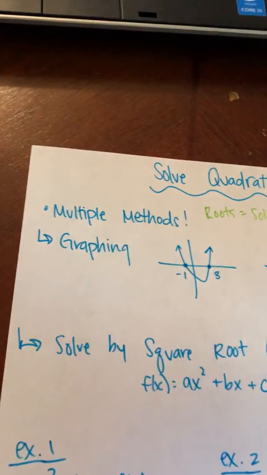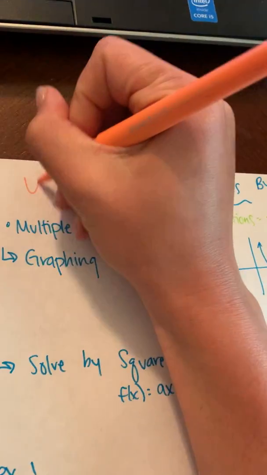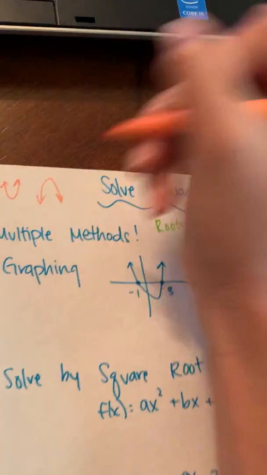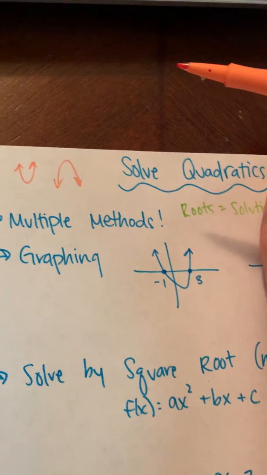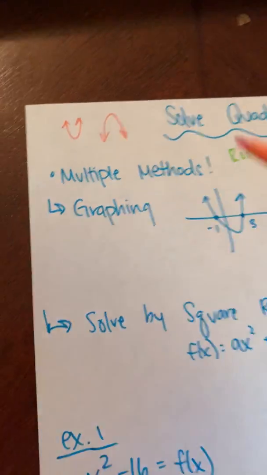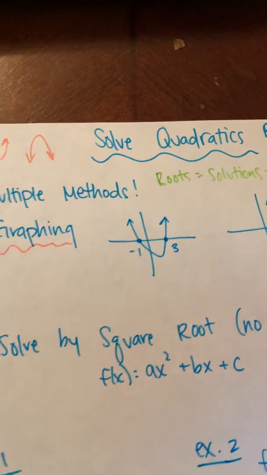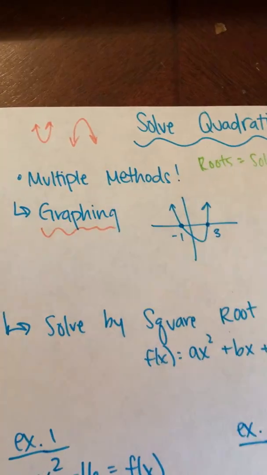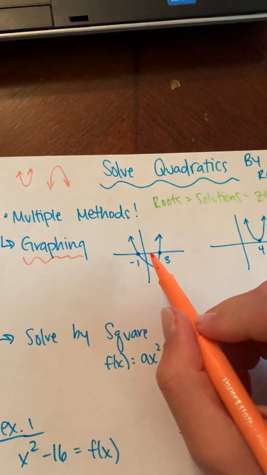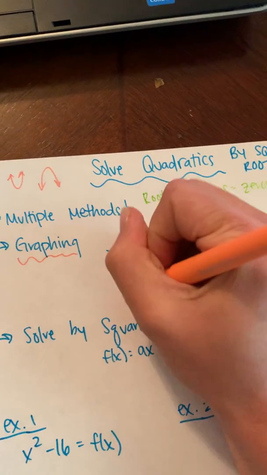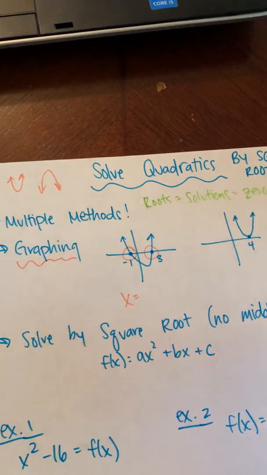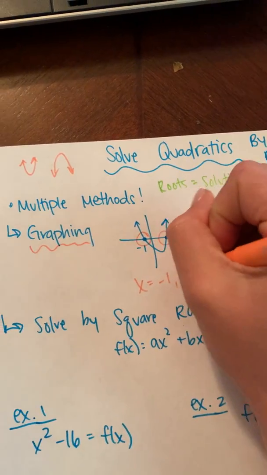Remember, quadratics are U-shaped graphs. Parabolas are what they're called, and they can be opening up or opening down if the a value is negative. The easiest way is graphing it. Why? Because it's so visual. It's so easy. If I graph a quadratic, and look, right here, these are the two x-intercepts. So I can say the answers, the roots, the solutions, the zeros of this quadratic are -1 and 3.